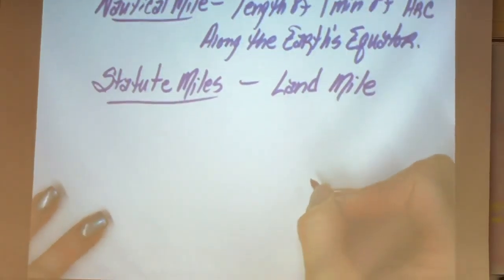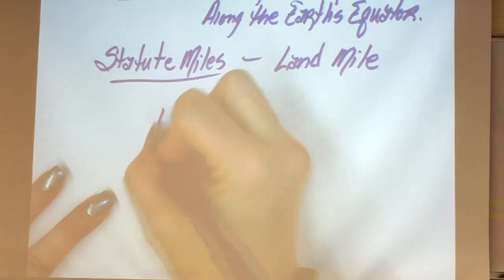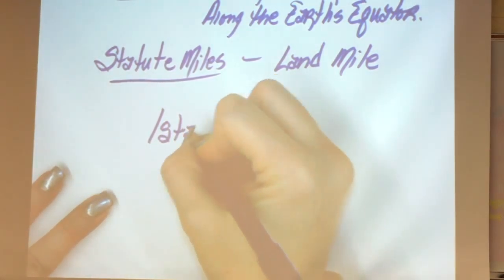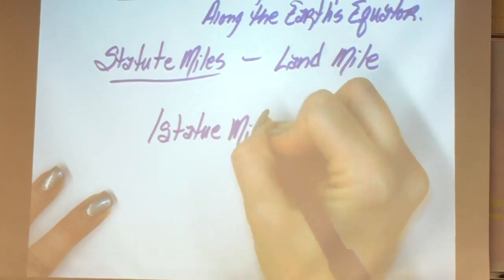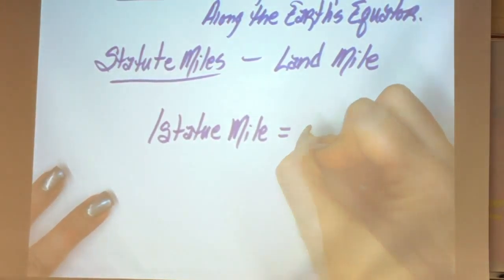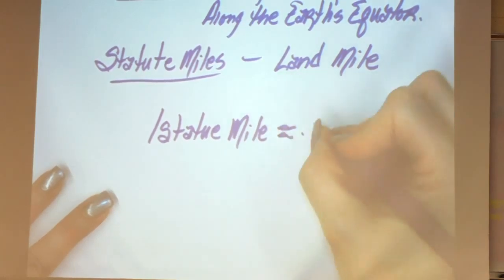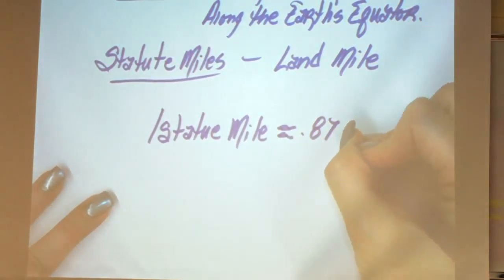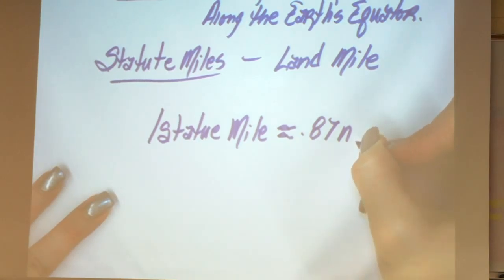Okay, and here's the conversions. We know that 1 statute mile is approximately equal to 0.87 nautical miles. So a nautical mile is longer than a statute mile. If we're talking about feet, I know that a statute mile is 5,280 feet. A nautical mile is like 6,060, I believe, something like that, feet. So a nautical mile is longer than a statute mile.